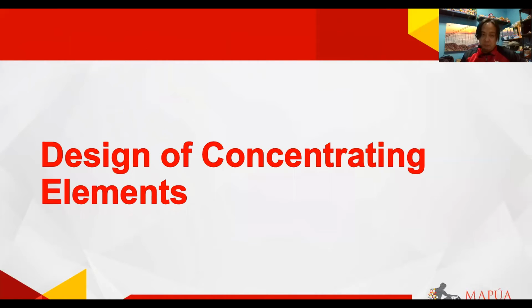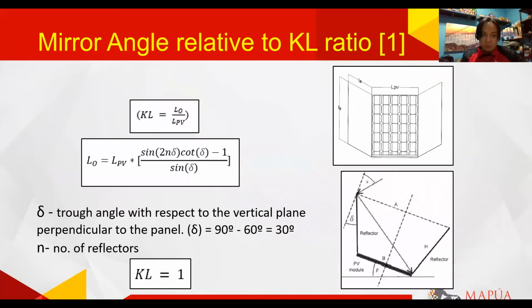So the design of the concentrating elements, first, is the solar V-trough. Here we have LPB, the panel height, XPB, the panel width, XO, the mirror width, LO, the mirror height, and beta is the tilt angle. But the most important here is the KL ratio, which is dependent upon LO over LPB.